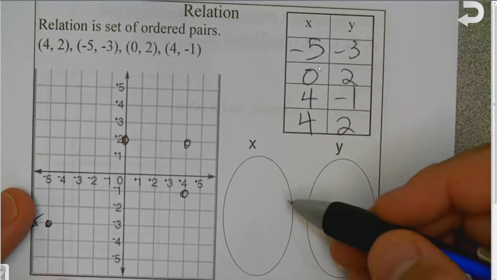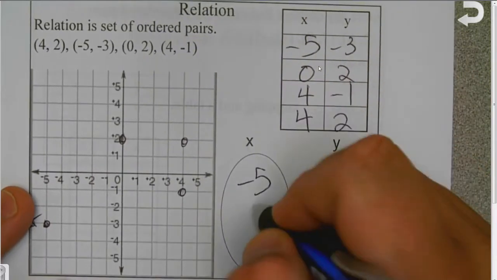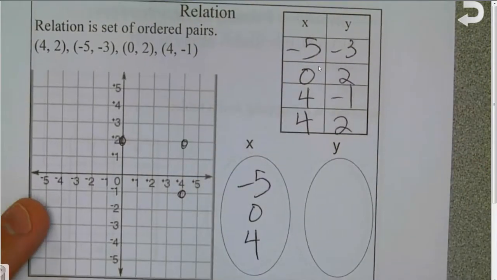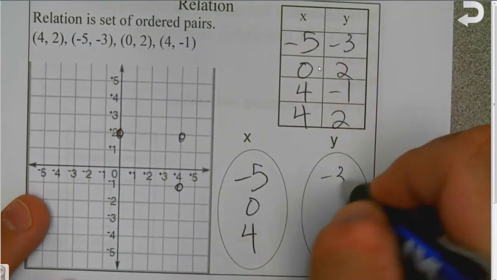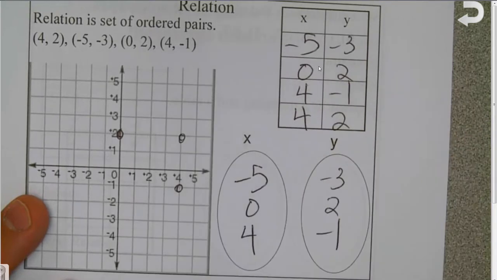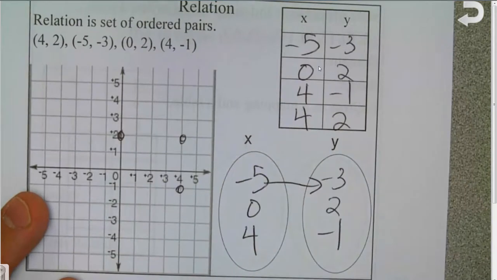However, when we put them into a mapping, we go -5, 0, 4. And I only write 4 once. And then we go -3, 2, -1. And again, I'm only going to write 2 once. And then we pair them using arrows.